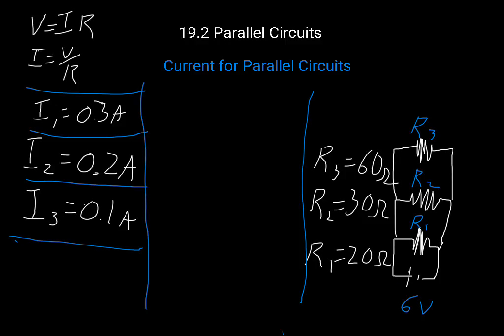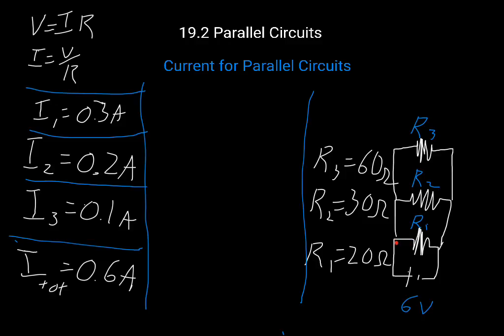So what's actually going on is these currents are all added together. If we are looking at the total current, and when I say total current, that means the current coming out of the battery and the current that's going to come back in the battery, we can add these 3 currents together. So our total current is 0.6 amps. So that means coming out of this corner here, we have 0.6 amps.